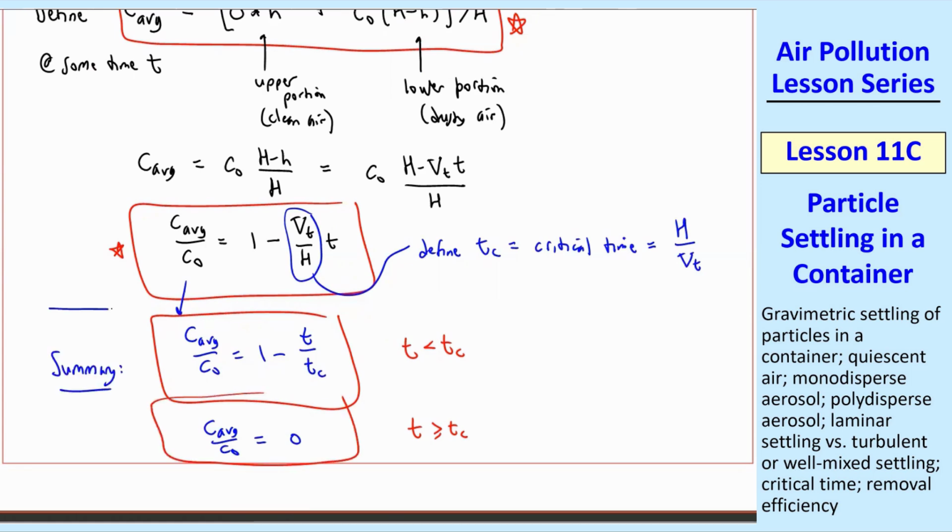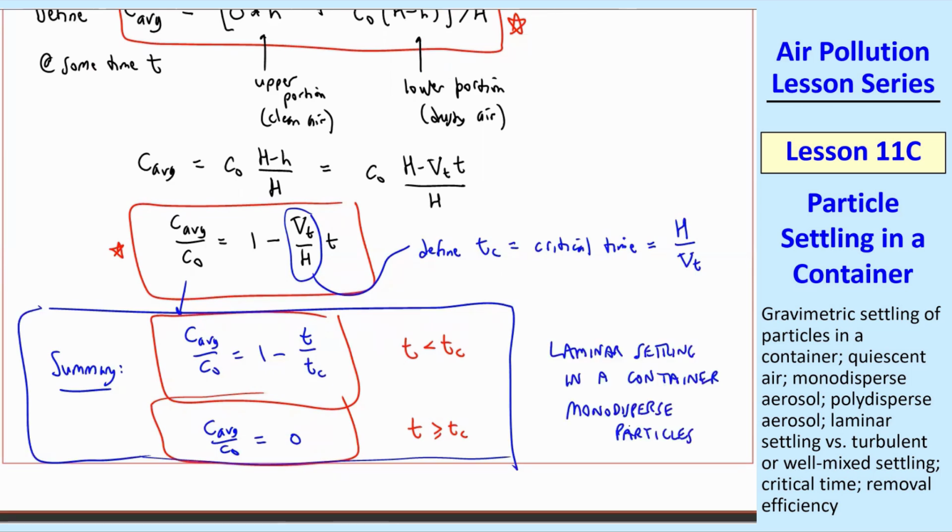So this is our summary equation set for laminar settling in a container for monodispersed particles. Remember that we can also have other particles in there at the same time. If these particles don't interact with each other, we can have other particles of different diameters, different settling speeds. But all the ones with this particular Vt are grouped together in one monodispersed aerosol in our equations here.